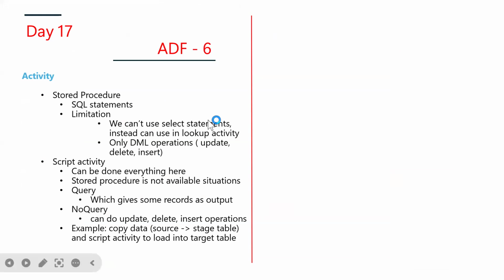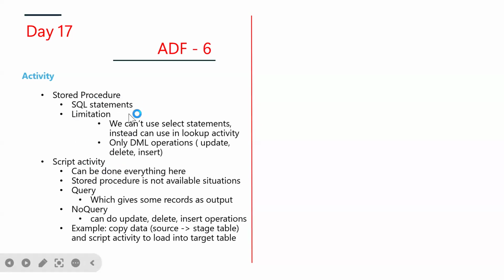Okay. So the next one is script activity. Script activity also connects to a database, and using it we can perform operations just like your stored procedure activity. If that is the case, why do we have two different activities? Because stored procedure activity can perform only update, delete, and insert, but script activity can perform everything, including select. So if you want to select, that can be done. If you want to do DML operations, that can also be done inside the script activity.